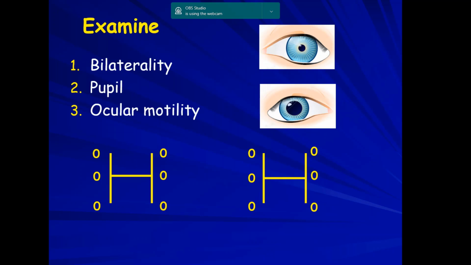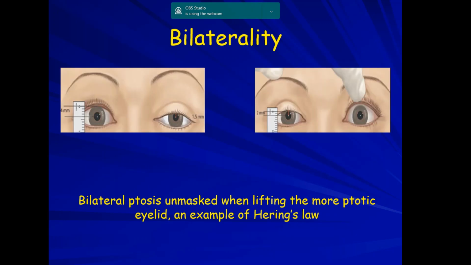Then bilaterality: you should ask yourself, is this a unilateral ptosis or a bilateral ptosis? So how to discover it? You should elevate the ptotic eye and observe the other eye for any upper lid drooping. If you observe any upper lid drooping in the other eye, then you know that this is a bilateral symmetrical ptosis, and you should warn the patient that he may need bilateral surgery.